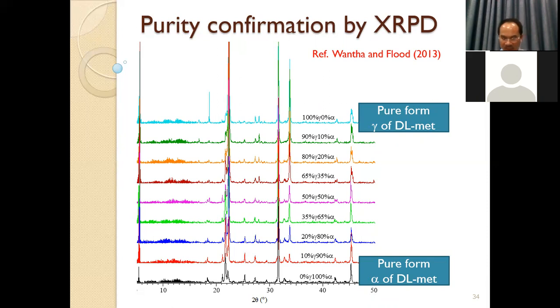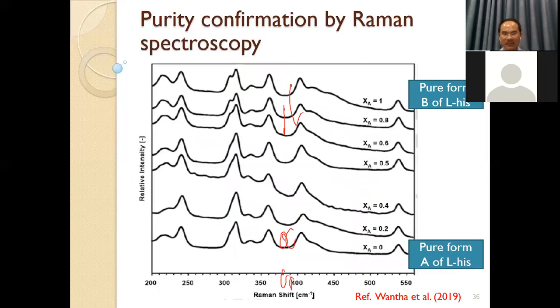if you have both peaks, this peak and this peak, you can conclude that this is not pure. It's a mixture of alpha and gamma. If it's only this peak, not this peak, you can conclude that this is pure alpha. If it's only this peak but not this peak, you can conclude that this is pure gamma. This is the X-ray technique.